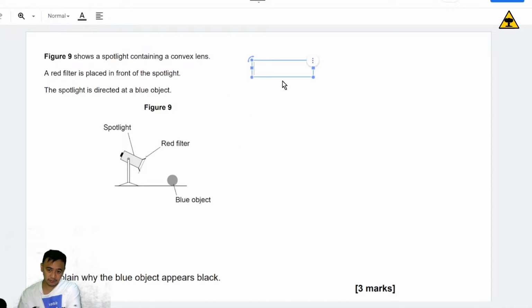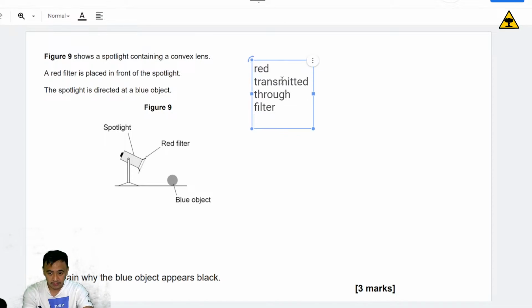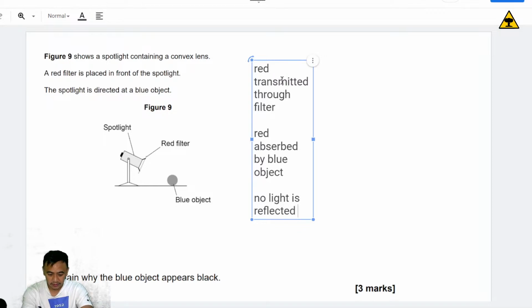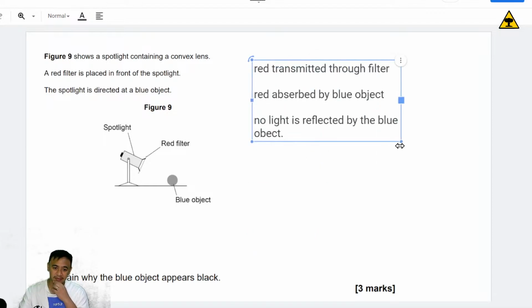Only red is transmitted by the filter, and red is absorbed by the blue object. So no light is reflected by the blue object. Correct: through the filter, then red absorbed by the blue object. Correct. And then the last one, no light is reflected by the blue object. Okay, correct. This gives you 3 marks already. Good job. All right, next one.